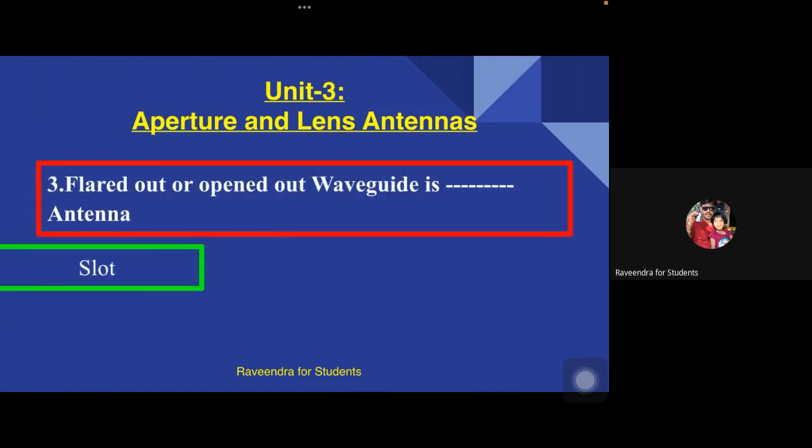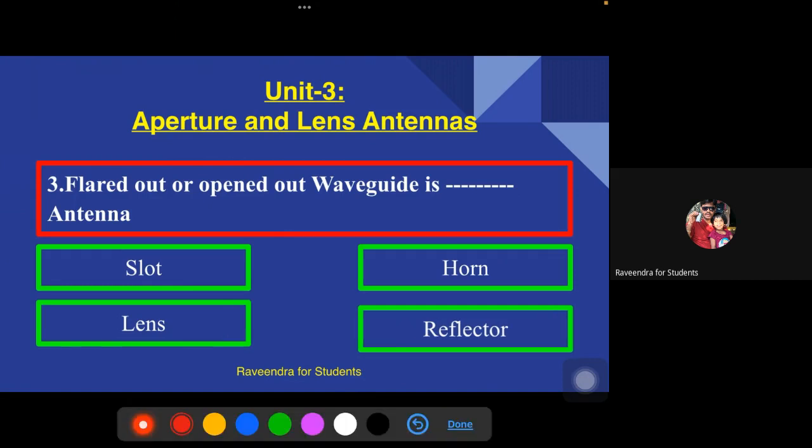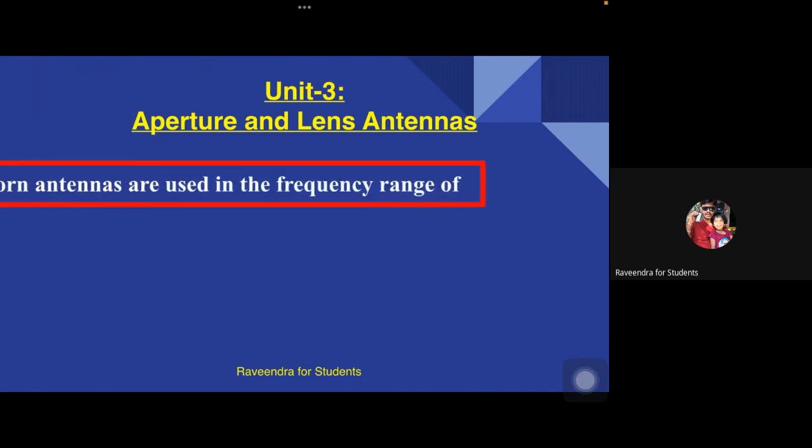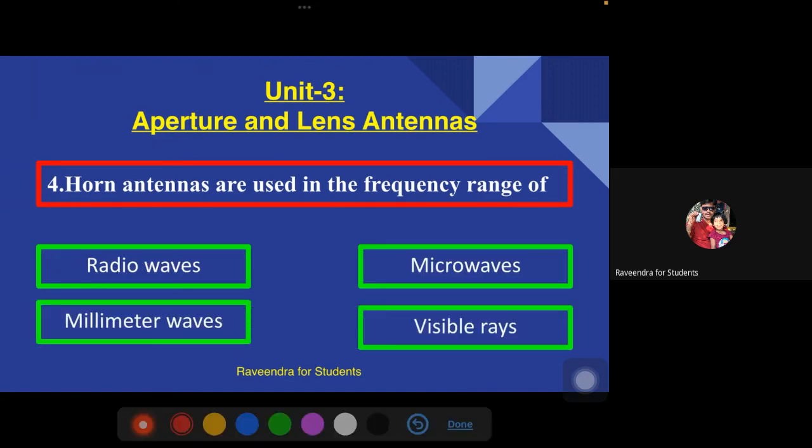Then coming to the third one, flared out or opened out waveguide is a dash antenna. Yes, by opening the waveguide ends, you will get a horn antenna. So answer is horn antenna. Then coming to the fourth one, horn antennas are used in the frequency range of microwaves. So microwaves is the answer for this.